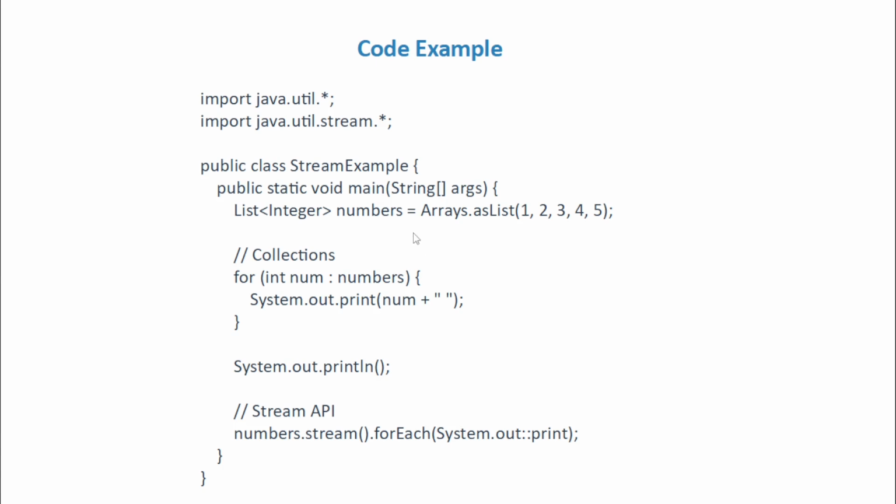In our example, we have this StreamExample class and we are creating a list of numbers, and here we iterate over the list using a traditional loop, and here we process the list using a stream and print each element concisely. Let's run this.